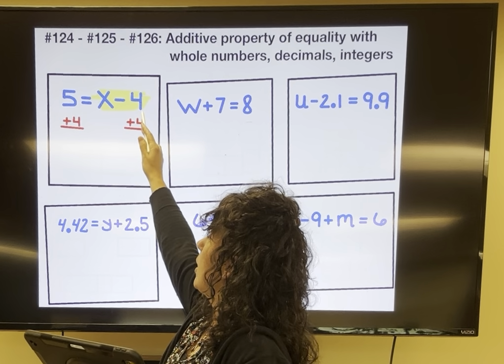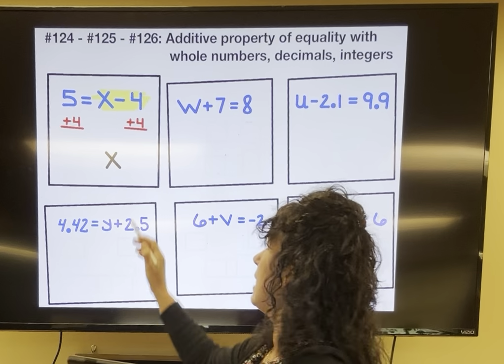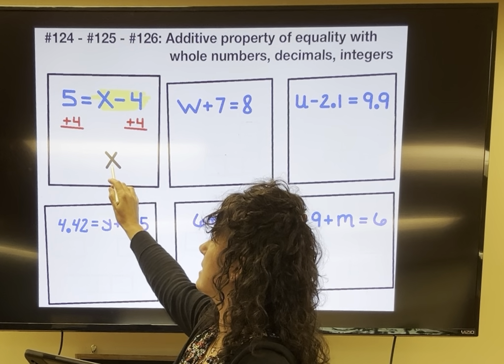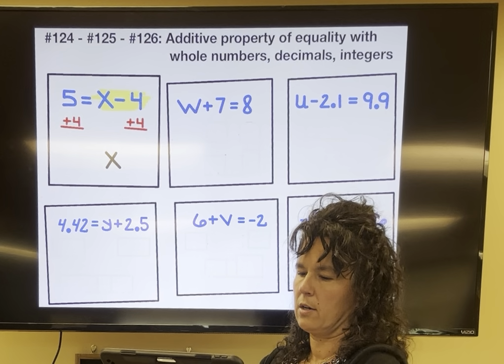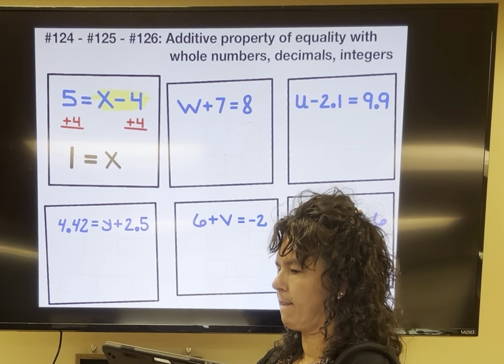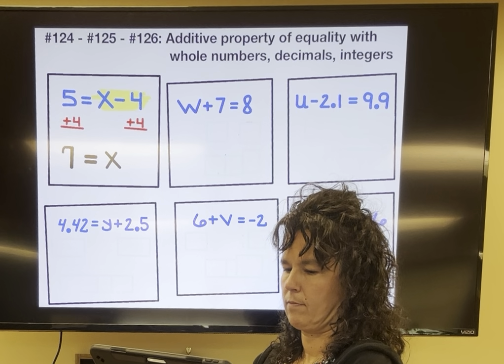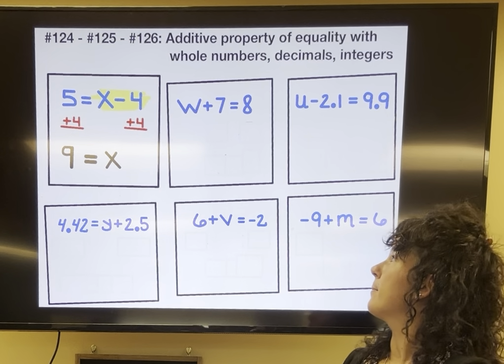By adding 4, it got rid of this -4, so the only thing that is left on the right-hand side is X. And then on the left-hand side, 5 plus 4 is equal to 9. So X is equal to 9.